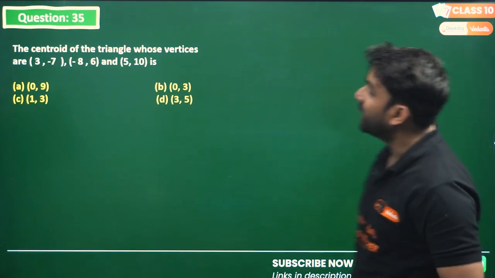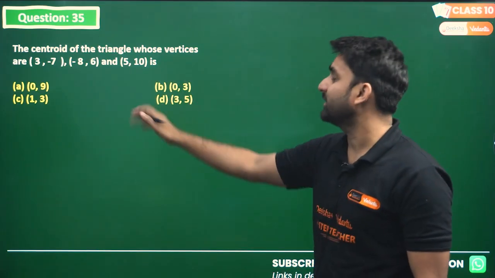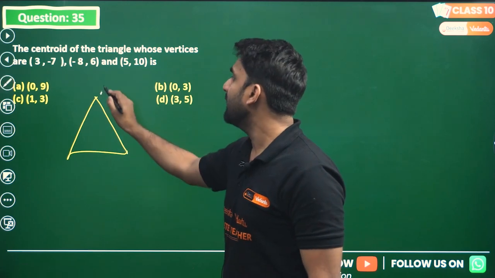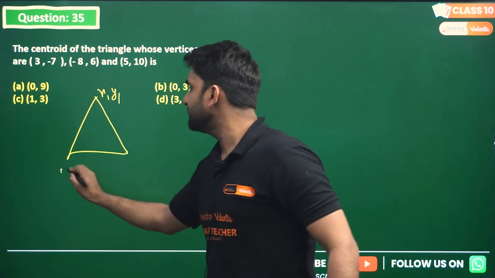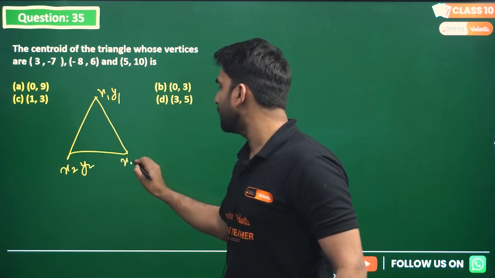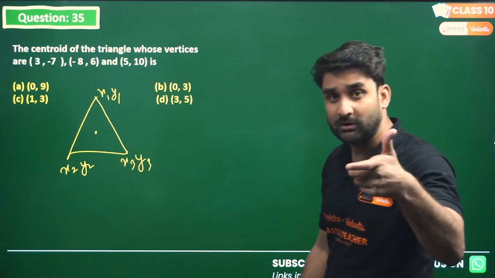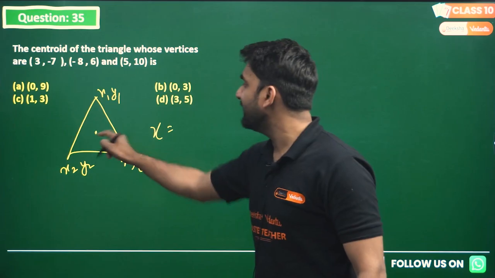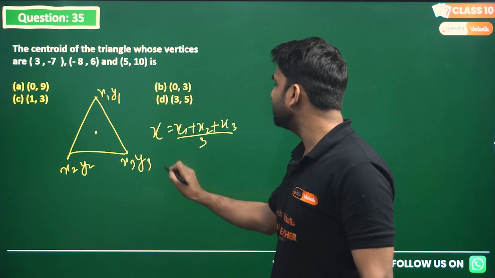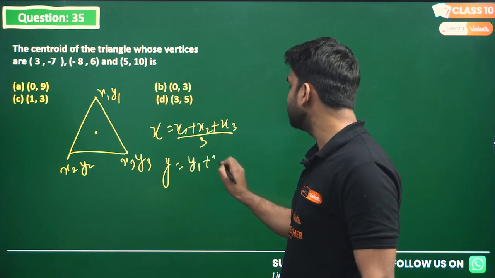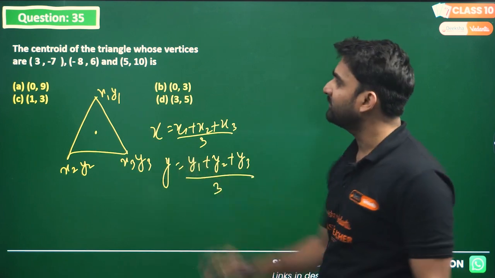Now, question number 35. The centroid of the triangle whose vertices are given to you. If the vertices are given, like this is x1, y1, this is x2, y2, and the third vertex is x3, y3, we can find the centroid. You know the centroid is the point of intersection of all the medians, right? To find the x coordinate of the centroid, we use x1 plus x2 plus x3 divided by 3, and for y, y1 plus y2 plus y3 divided by 3. By using this formula, you can find the centroid.